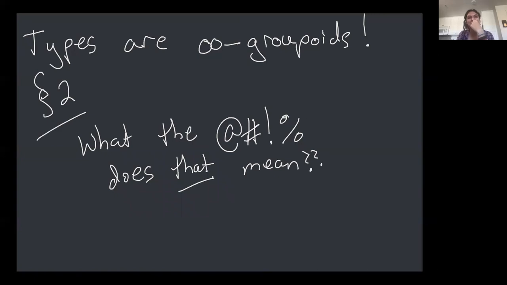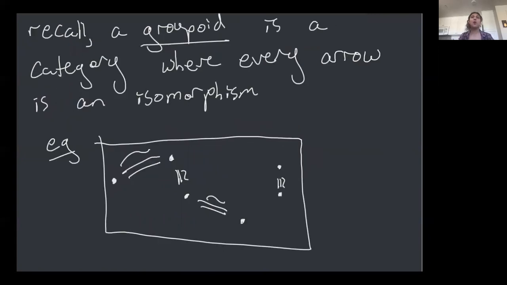So let's take a second to talk about what infinity groupoids are and why we should care, because they're really not as scary as people make them out to be. Okay, so recall a groupoid, which is a good place to start if we're going to talk about infinity groupoids, is a category where every arrow is an isomorphism.